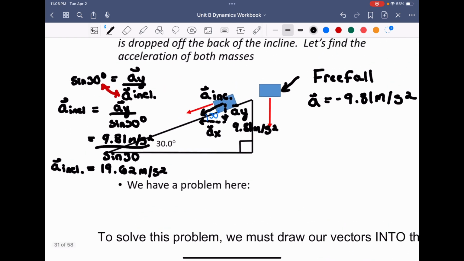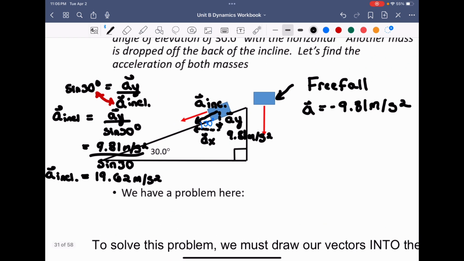Now, there is a huge issue with this. If I look at these, my free fall acceleration was 9.81. My acceleration on the incline is supposedly 19.62. This seems like a massive problem. Here's the problem with this.